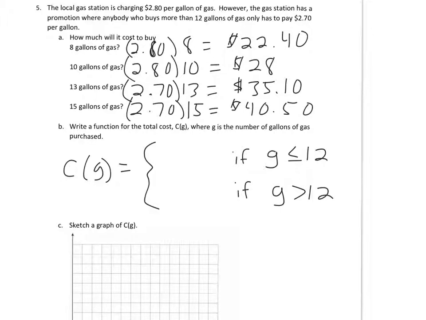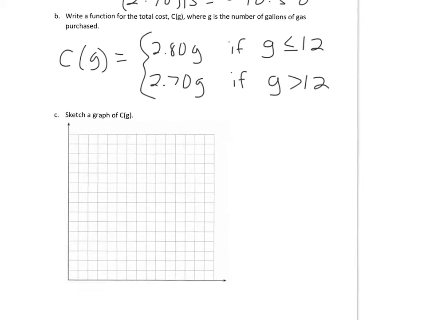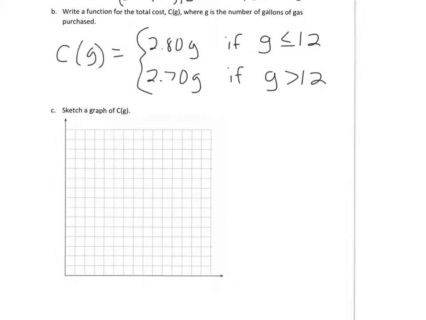Okay, so if the gallons are less than 12, then the cost is going to be 280 times G. And if the number of gallons is greater than 12, you're going to do 270 times G. Now to sketch this, we're going to have, again, two straight lines, which will change when G equals 12.